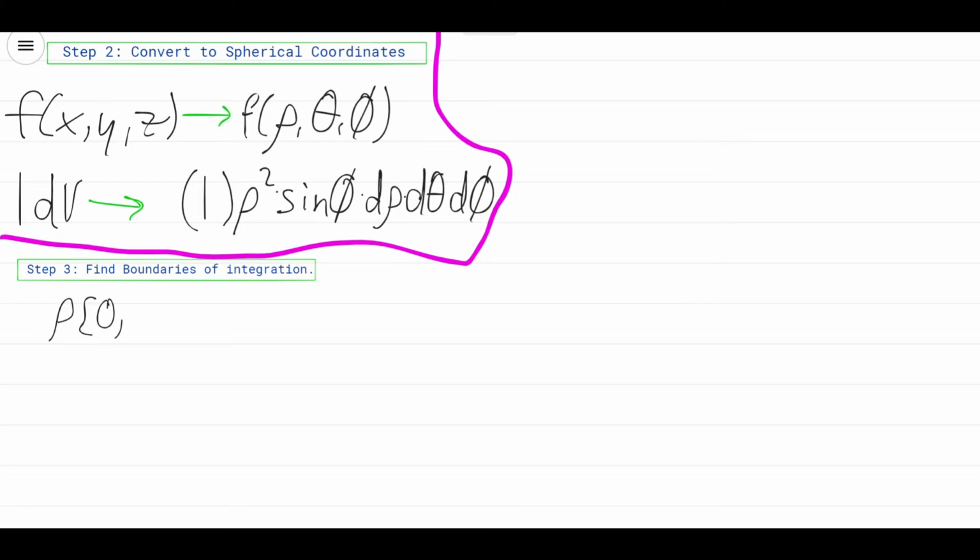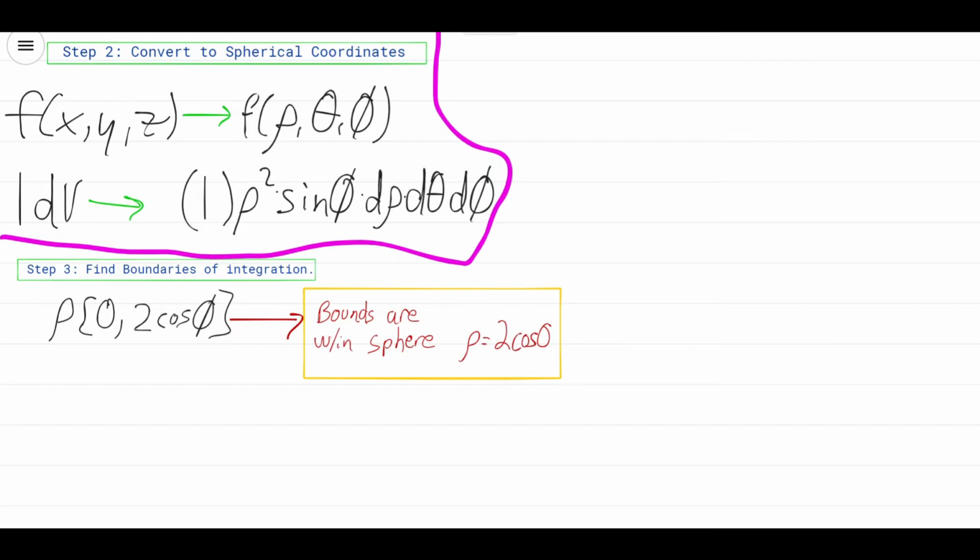So rho is from 0 to 2 cosine phi. On the rho axis, the sphere is within the range of 2 cosine phi, as given in the problem. So the bounds are within the sphere, 2 cosine phi. So that's how we know our rho bounds.